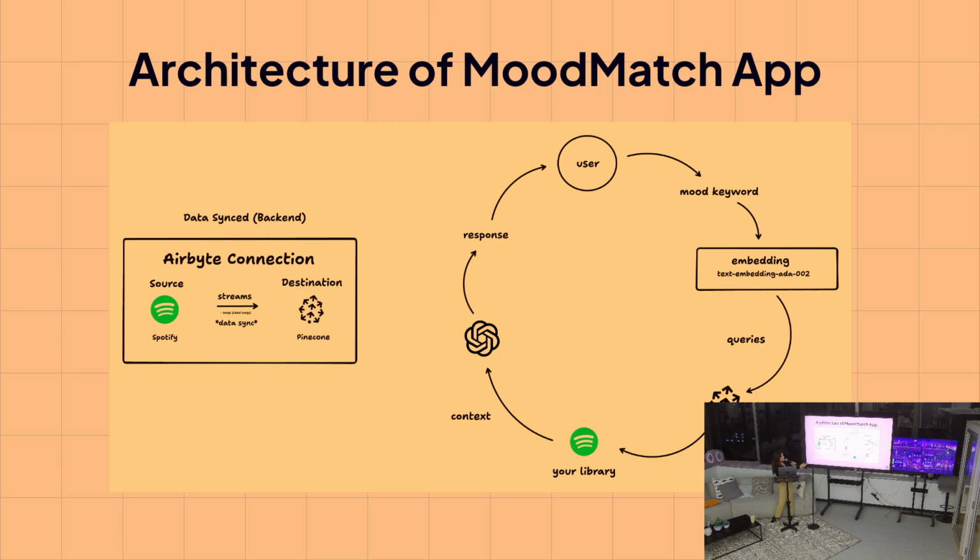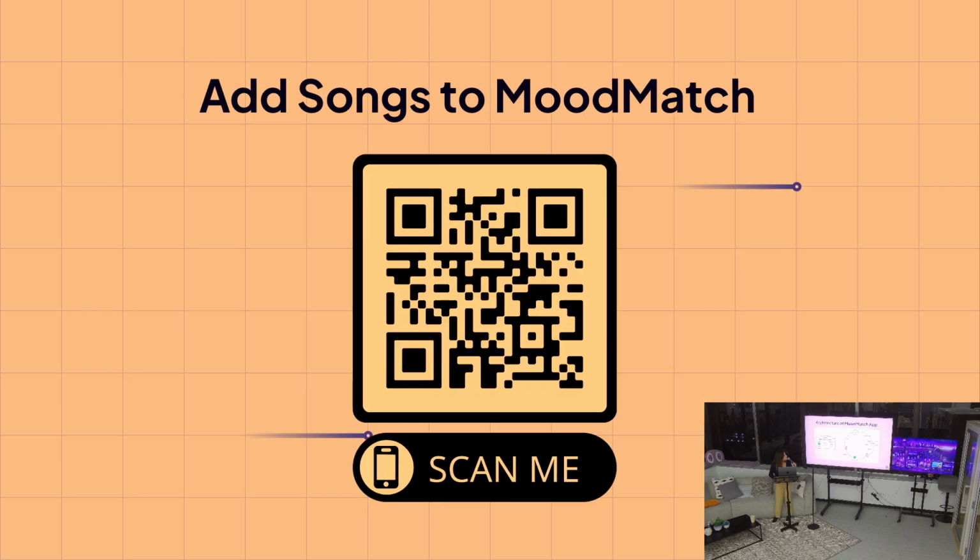But the idea is you essentially enter a keyword, that keyword is converted to an embedding, then it queries Pinecone, the vector database, then it goes back to your library, and then it gives GPT-4 context, and that context generates a response back to the user. So that's the basic structure of that flow. And yeah, that is all.